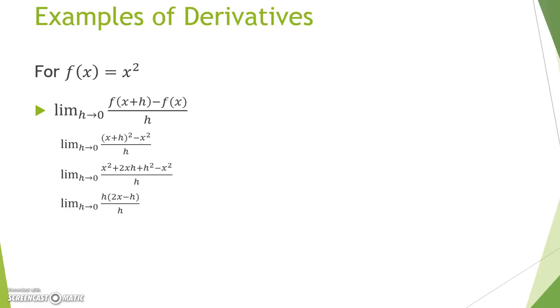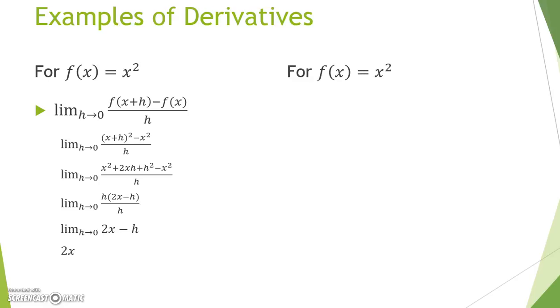And as you now can see, both the h on the top and the h on the bottom will cancel out, and you will be left with the limit as h approaches 0 of 2x plus h. Now if you were to put in 0 for h, as the limit says to, you will then be able to find that the limit would equal 2x, and that would be the derivative.